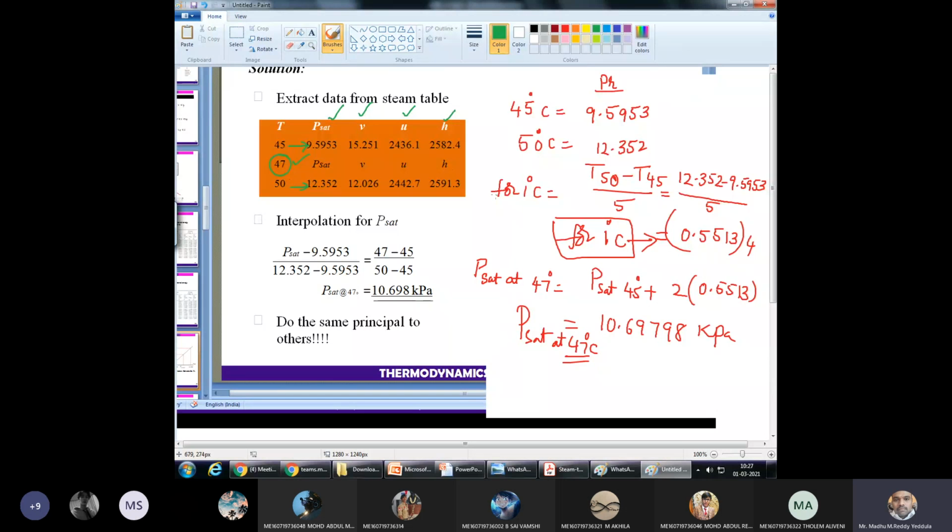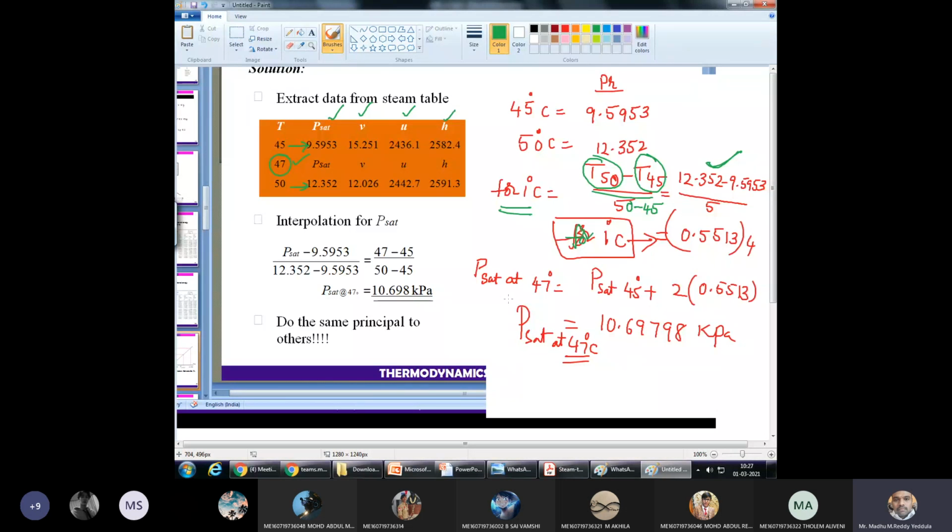If you subtract 50 minus 45, you will get the cumulative value for 5 degrees centigrade. But I want it for one particular degree, therefore I am dividing by 5, because the difference of temperature is 5. Suppose here I have 45, here I have 52. What is the difference? 7. At that time I should divide by 7. It depends upon the temperature difference. So you will get the corresponding pressure for 1 degree centigrade, right?